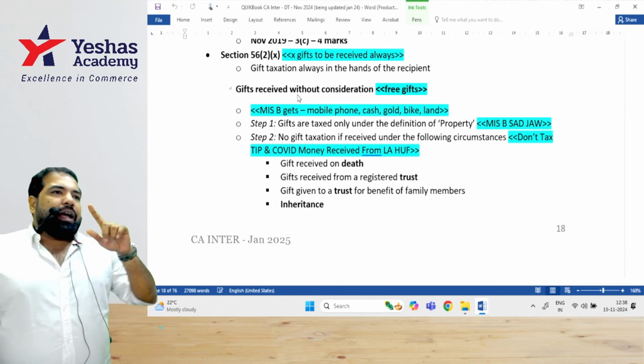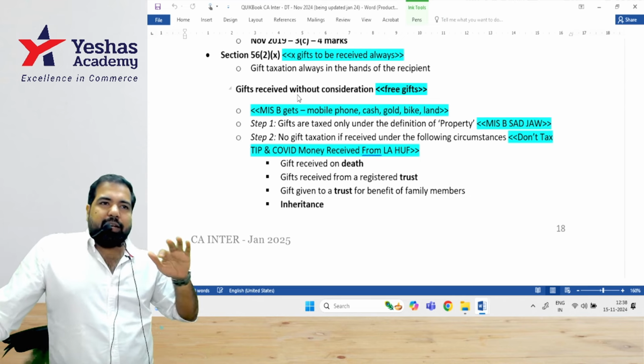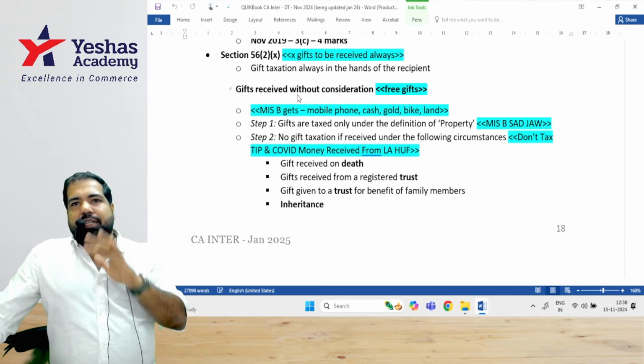No. Guys, what if I repay the loan? Still. And what if I pay interest? Still, it will consider it as deemed dividend.